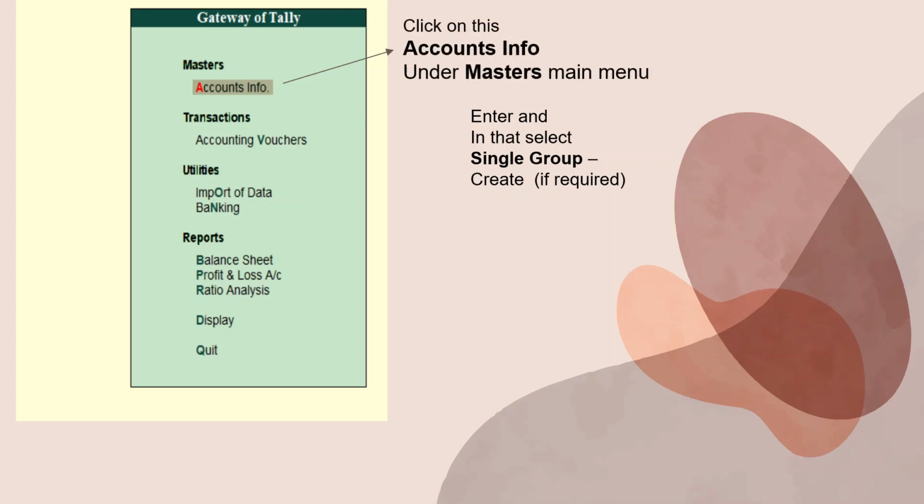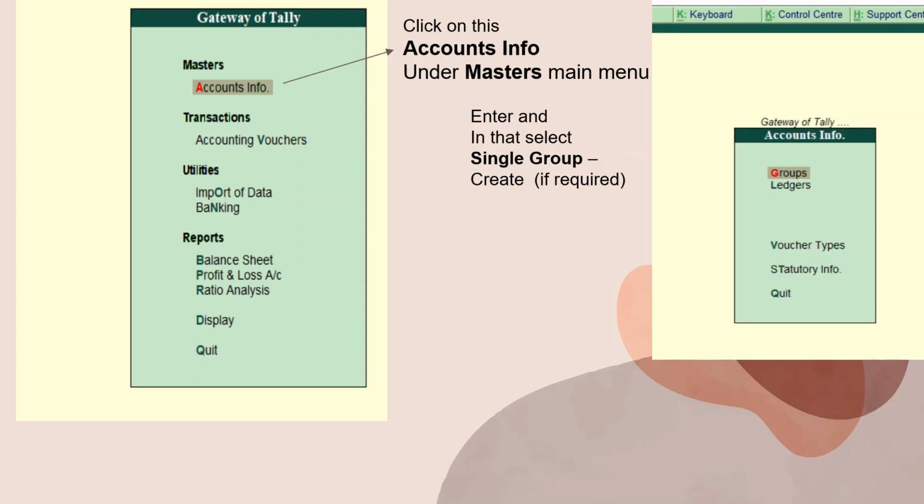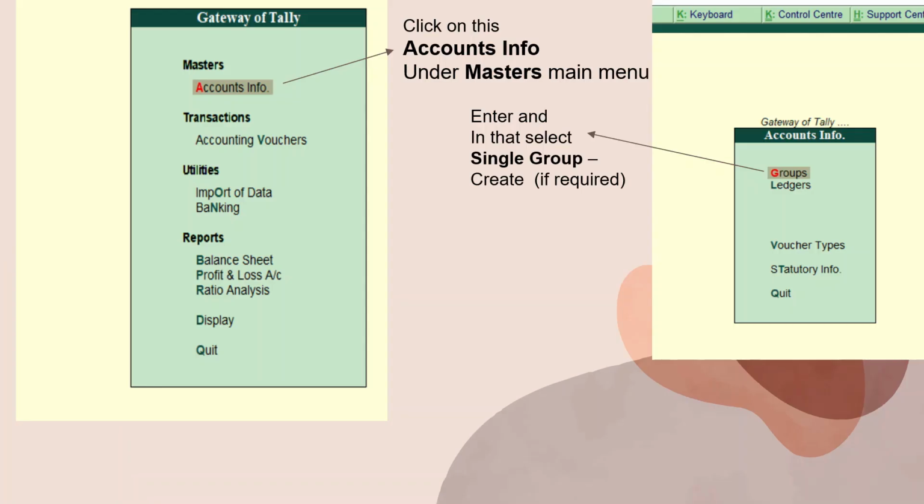See how you will go. First, under Masters you have to click Accounts Information, and then when you click Accounts Information, the menus are there. See here, there I have to click Groups, and from that I have to click Single Group. Okay, like that I have to create the new group if I want.